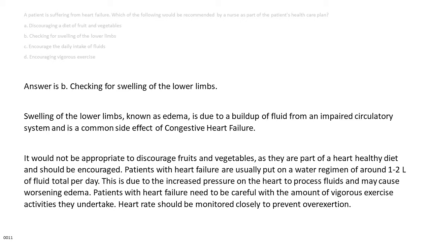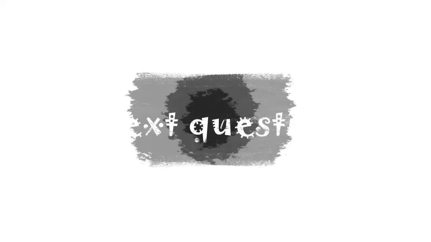It would not be appropriate to discourage fruits and vegetables, as they are part of a heart-healthy diet and should be encouraged. Patients with heart failure are usually put on a water regimen of around 1 to 2 liters of fluid total per day. This is due to the increased pressure on the heart to process fluids and may cause worsening edema. Patients with heart failure need to be careful with the amount of vigorous exercise activities they undertake. Heart rate should be monitored closely to prevent overexertion.